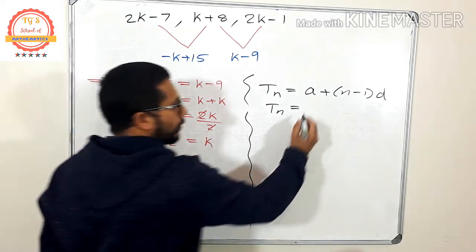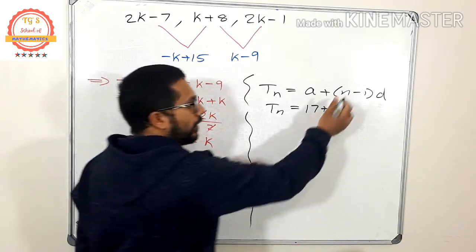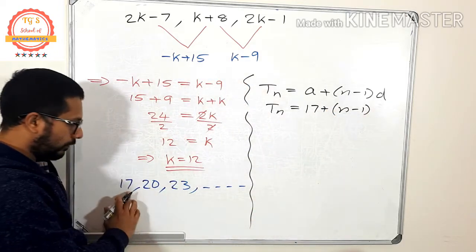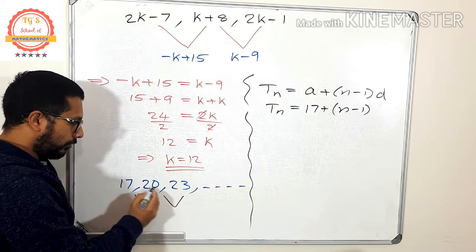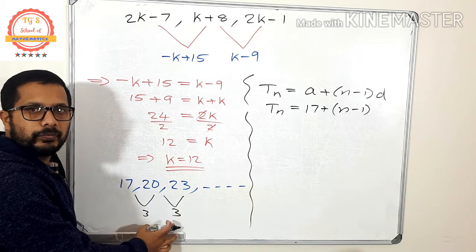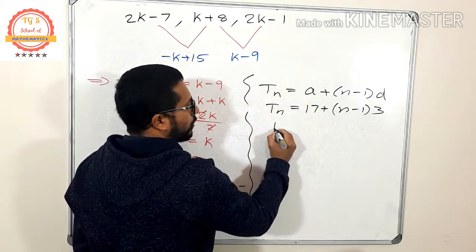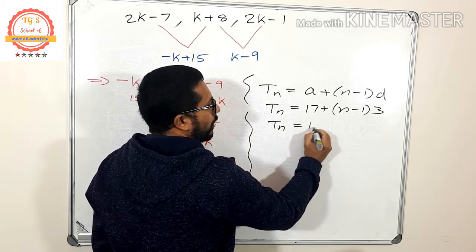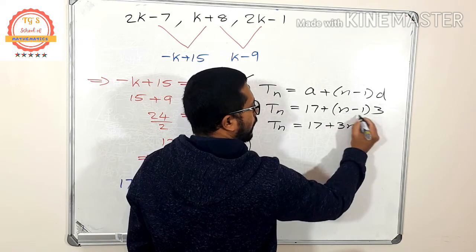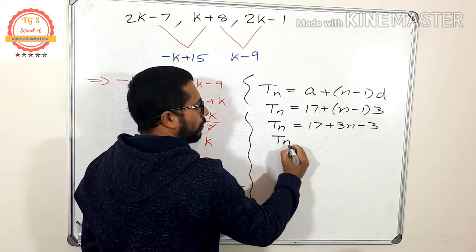17. So I'm going to substitute here 17 plus, we are going to find the nth term, so you can leave n as it is, n minus 1 into the common difference. What is the common difference here? 20 minus 17, 3. 23 minus 20, 3. That means the common difference is 3. So times 3. So Tn is equal to 17, 3 times n is plus 3n, 3 times minus 1 is minus 3. So what is Tn now?